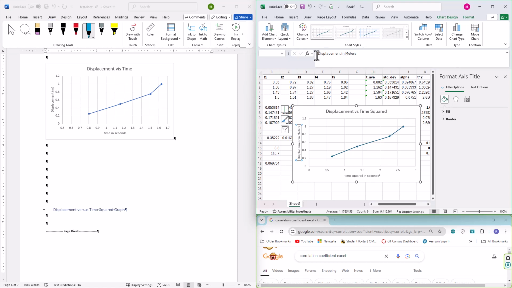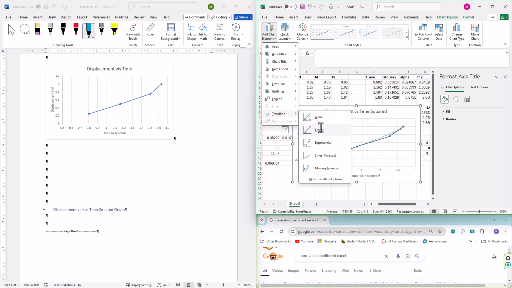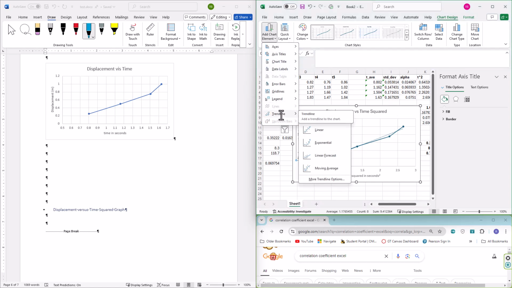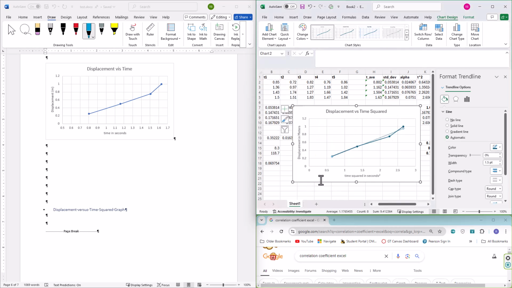Okay, and now there's one more thing that we can do, particularly for this particular graph, since we know this should be linear. I can come into here, I can click trend line, and notice we have linear trend line. Okay, I can click on that. There's my trend line. Once again, I can click on here again, and I probably should have done this the first time, and I can go down to more trend line options.